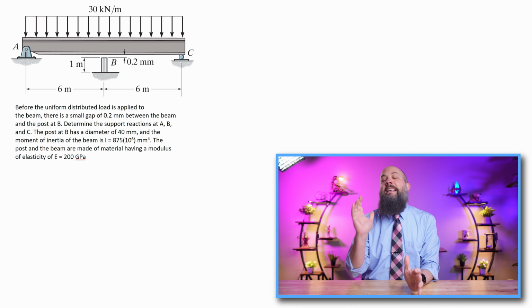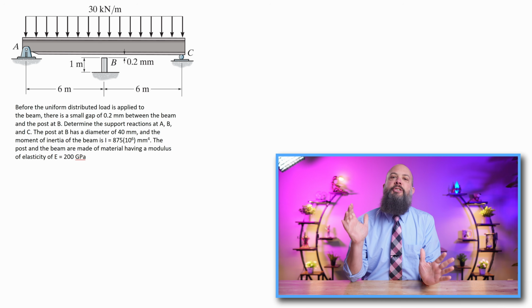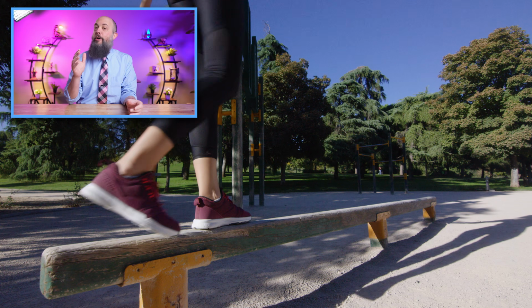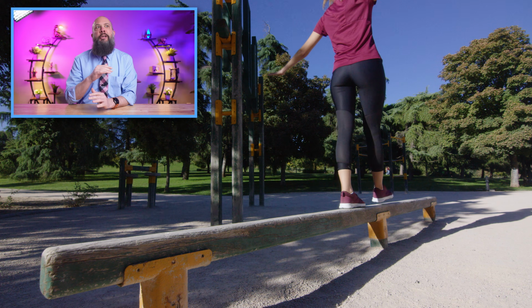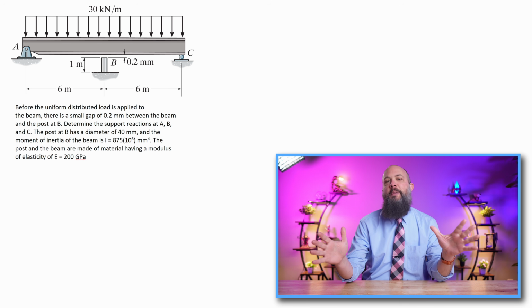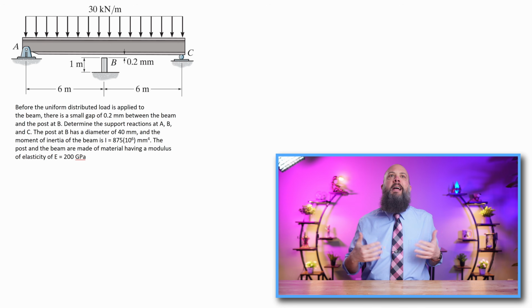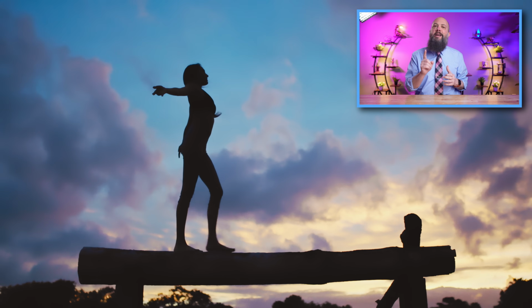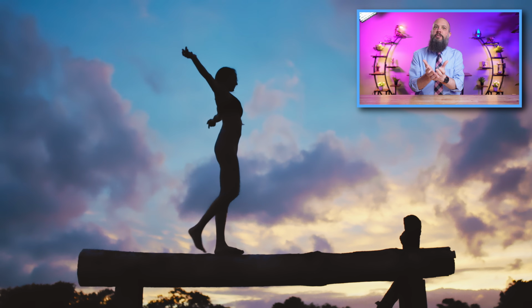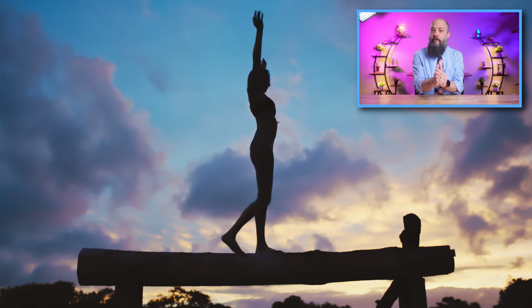For statically indeterminate beam deflection problems, this is where you have more than 3 reactions, so you can't solve for all of them with just statics. Superposition is your best friend. This should always be the first method that you try, and this is where you basically replace one of your reaction forces with just an unknown force.